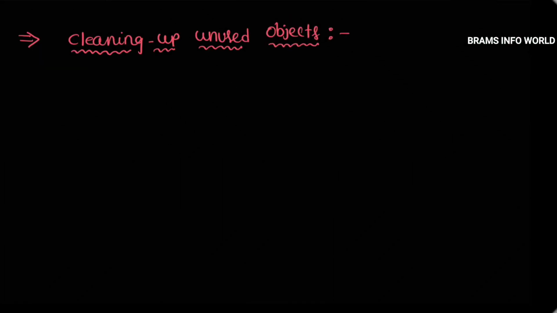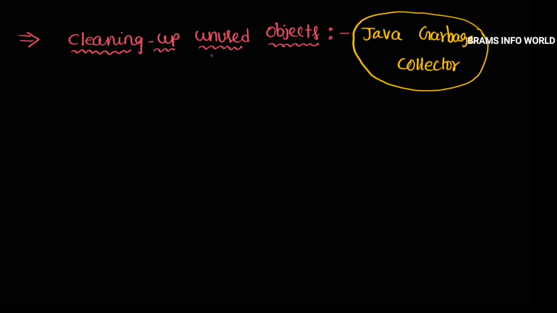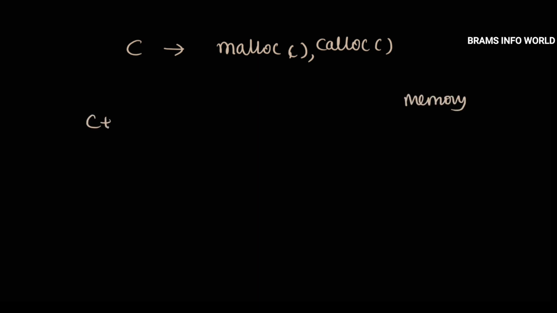Let us talk about cleanup of objects, the Java garbage collector. What is the meaning of this, or what is the meaning of cleanup of unused objects? See, in C language, we use malloc and calloc functions to allocate memory and free to clean it. In C++, we use free and delete. So these are the functions to clean the memory.